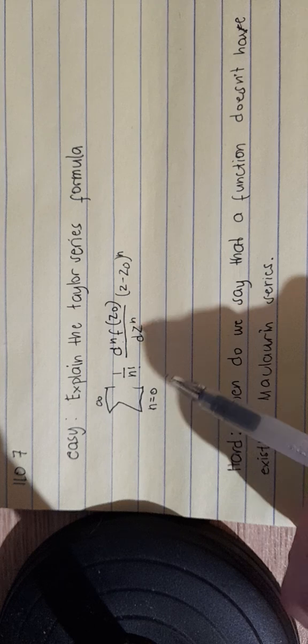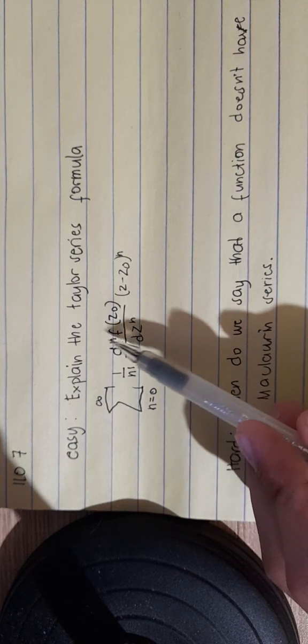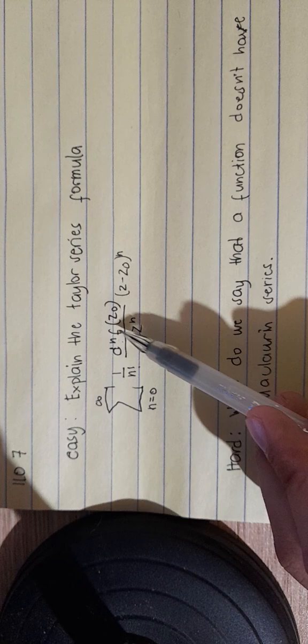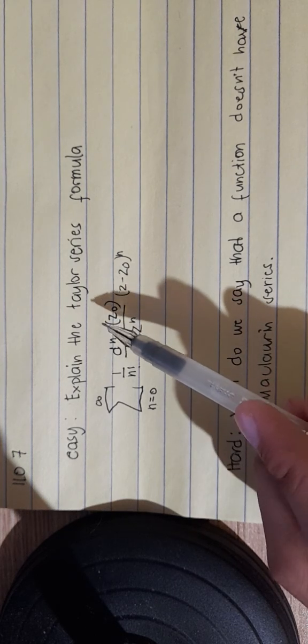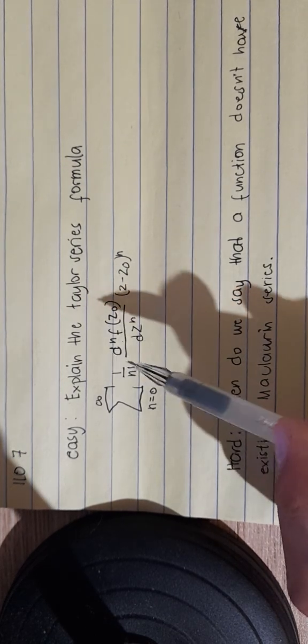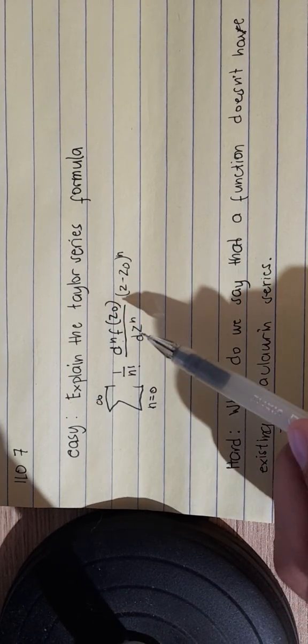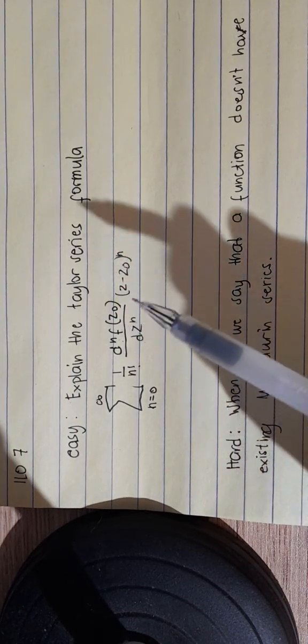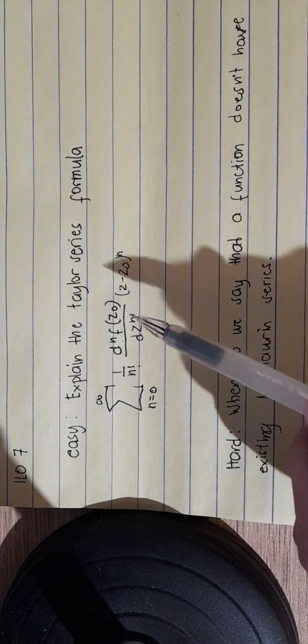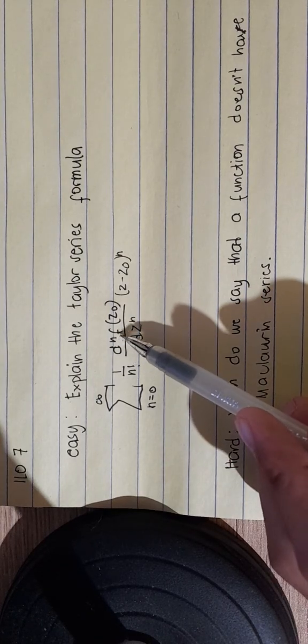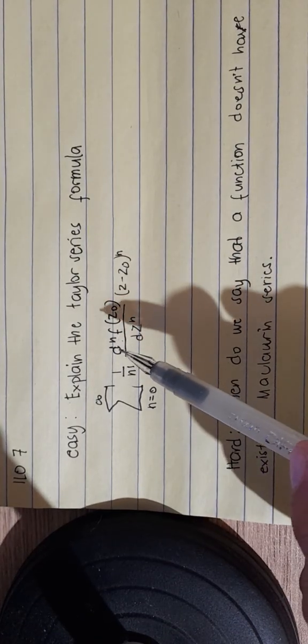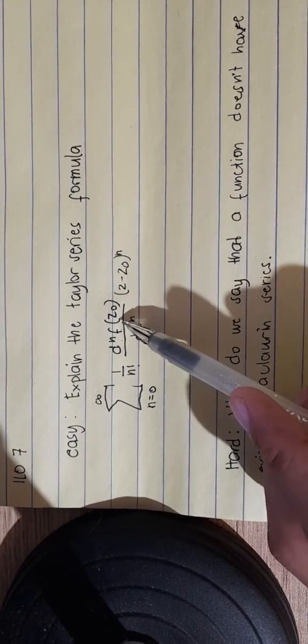Next, d to the power of n times f, evaluated at z0. So this represents the nth derivative of the function f(x) evaluated at a specific point z0. The notation d to the power of n refers to taking the nth derivative, and f of z0 represents the value of the function at z0.